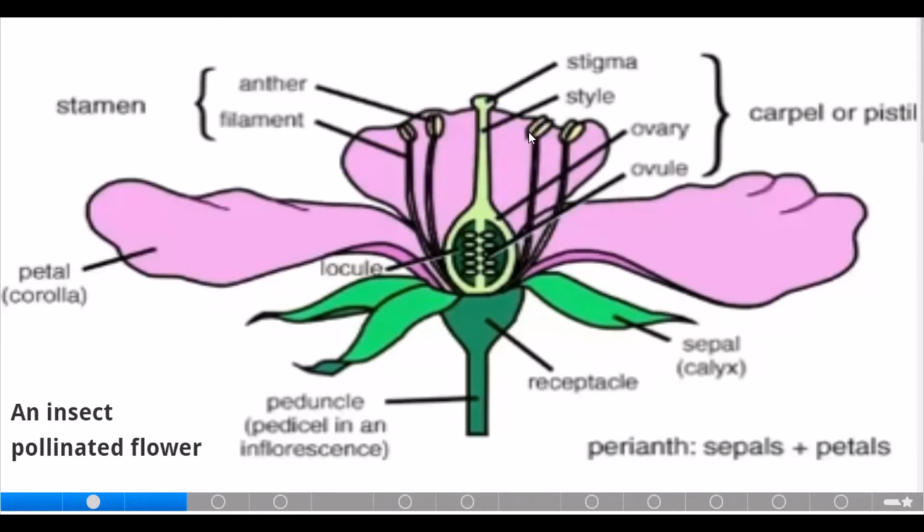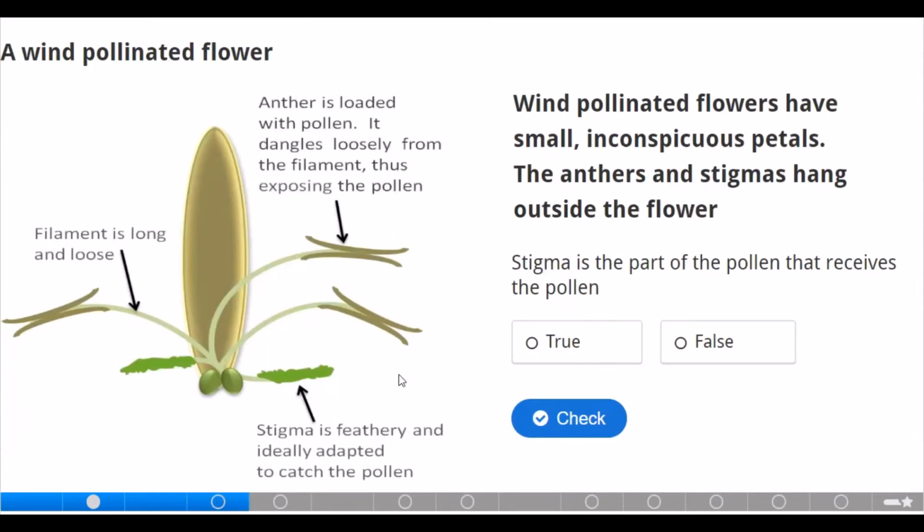And looking here, we have the filament, which is like the stick holding up the anther, and together they form the stamen. Here we have the petal or corolla, and then we have the sepal or calyx. The stigma, style, ovary, ovule together form the carpel or pistil, the female part of the flower.